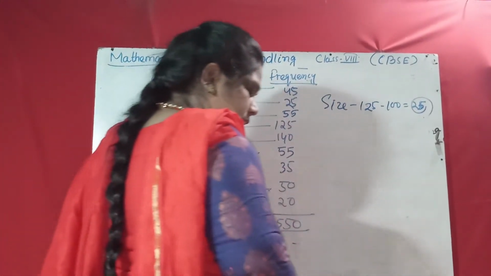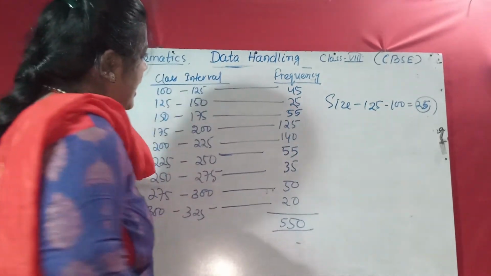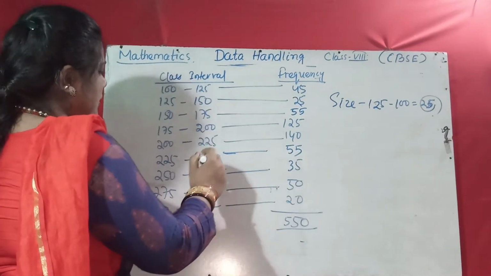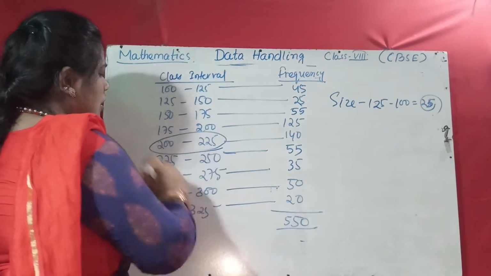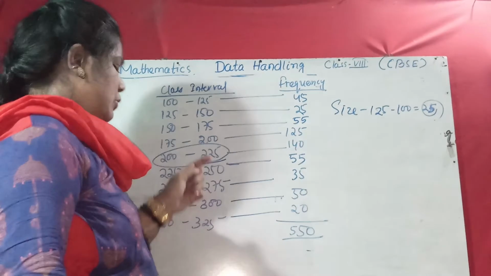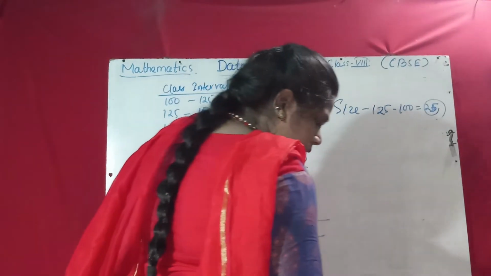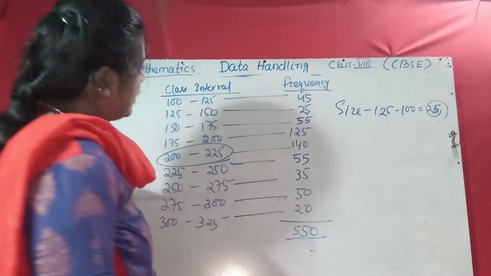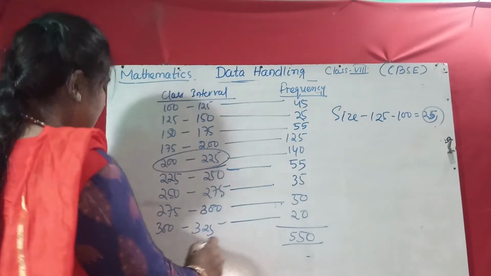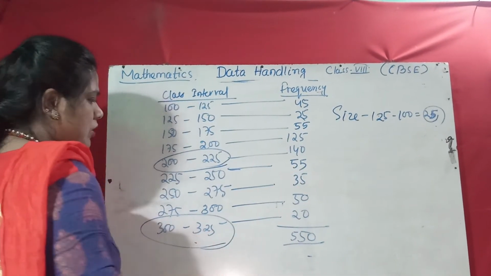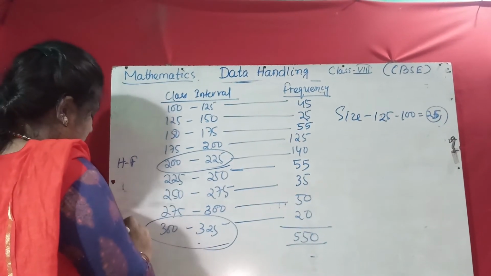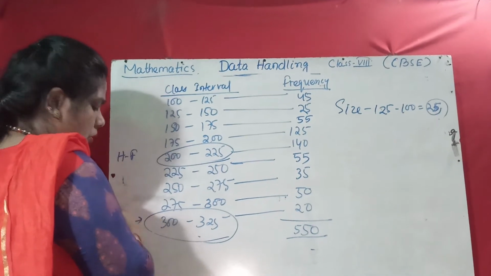Then which class has the highest frequency? Look here, 140. So the highest frequency class is 200 to 225. Suppose which class has the lowest frequency? You look, which is lowest? It is 20. 300 to 325. It is the lowest frequency, and that one is the highest frequency.